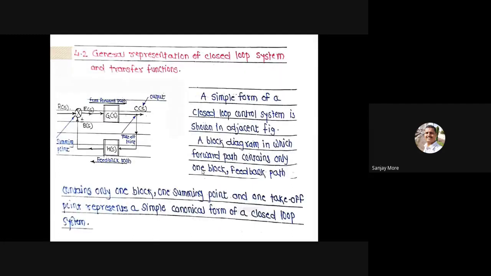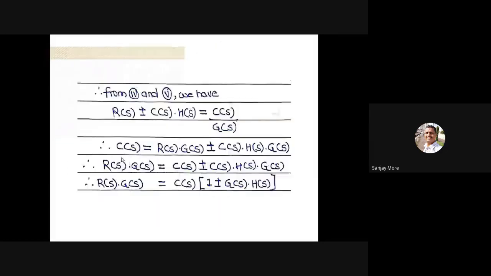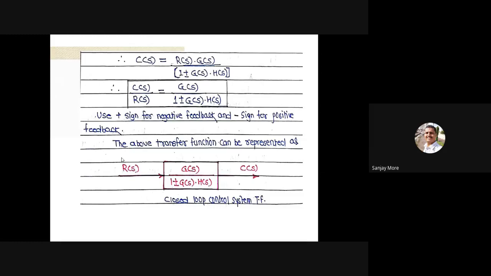Then here, the general representation of closed loop system and transfer function. Okay. So what is meant by transfer function, takeoff point, summing point? See, this is called the summing point, meaning addition point. This is the feedback path. Okay. So yesterday's lecture these were completed. The final closed loop control system transfer function is C of S by R of S equals G of S divided by 1 plus or minus G of S into H of S. C of S means output.